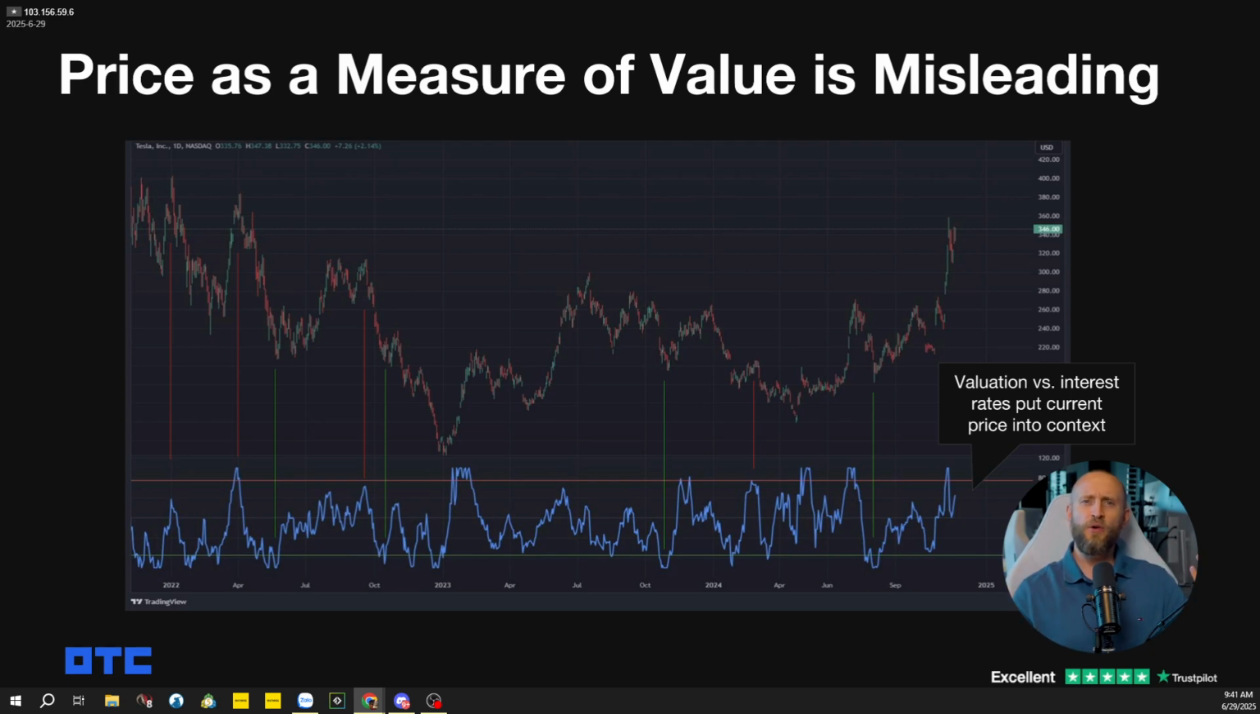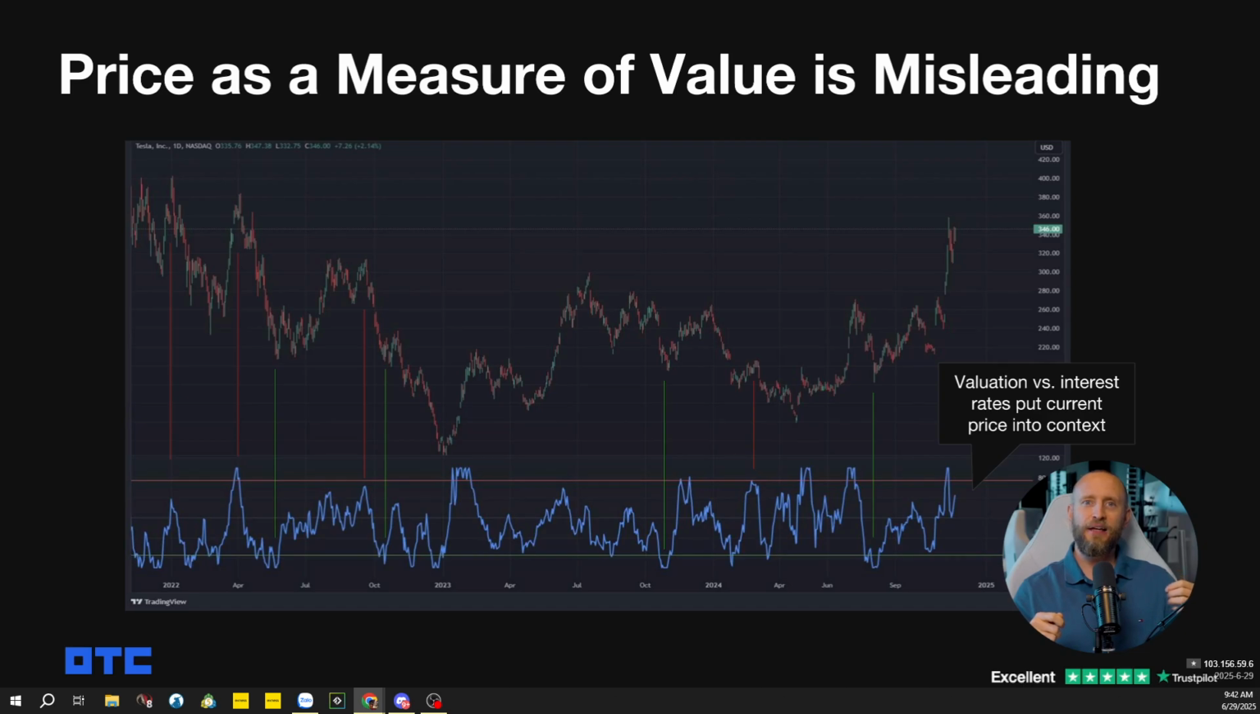So is Tesla's current price expensive or cheap? Without valuation, answering that question is purely subjective. By using valuation, we however gain critical context. The indicator shows Tesla approaching an overvalued extreme, slowly nearing the red line relative to interest rates. This suggests that while Tesla's price has been climbing recently, it may be nearing a point where the market considered it expensive, in context causing the stock to sell off.